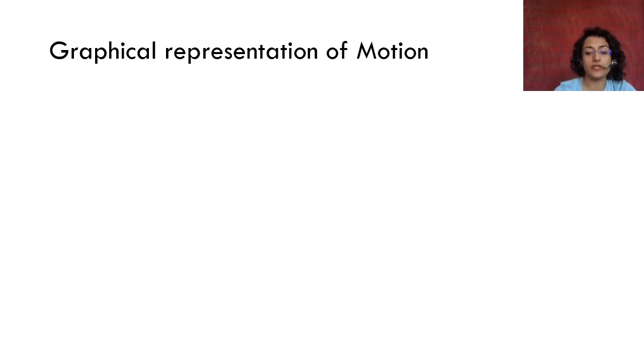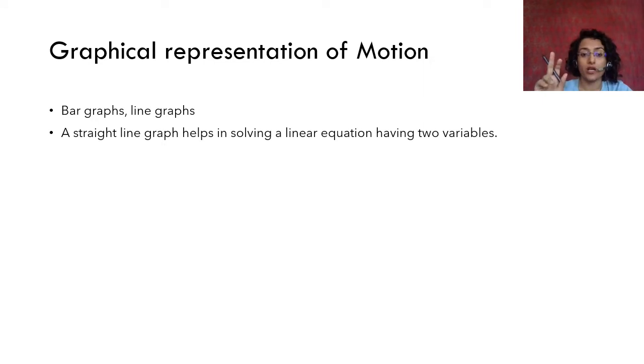So, a graphical representation of motion. This is what we are going to be studying here. Graphical representation can be done on bar graphs, on line graphs and stuff like that. So you have a graph paper, you plot points and then you join them to get a trend, right? It can either be a bar graph or a line graph, but in this case it is a line graph. A straight line graph helps in solving a linear equation having two variables, right? You have two variables, x axis and y axis, and if you have a straight line, then that will help you solve a linear equation.